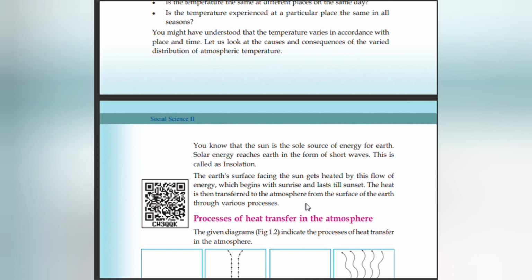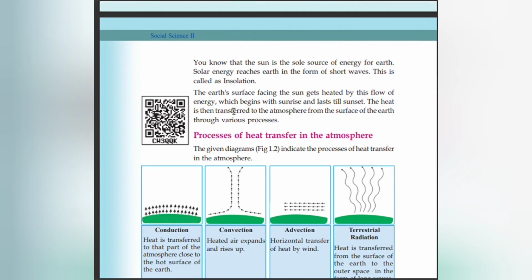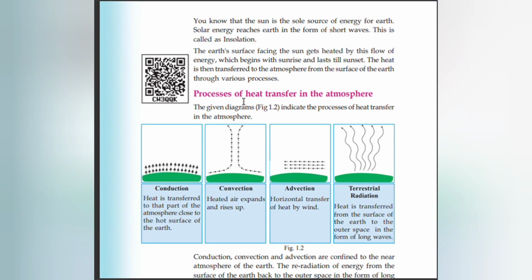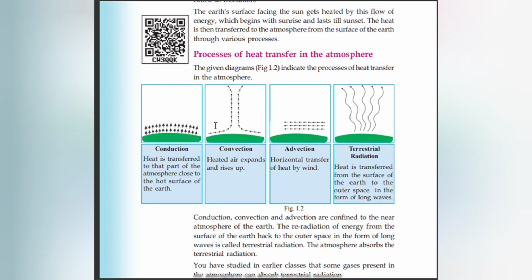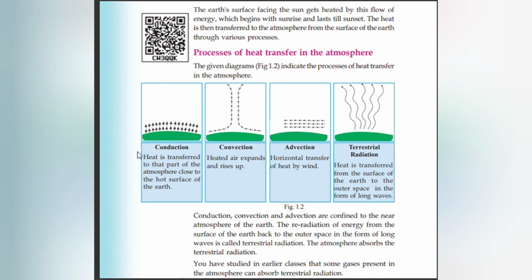The Earth's surface facing the Sun gets heated by this flow of energy, which begins with sunrise and lasts till sunset. The heat is then transferred to the atmosphere from the surface of the Earth through various processes. Process of heat transfer in the atmosphere. The given diagram shows conduction. Heat is transferred to the part of the atmosphere close to the hot surface of the Earth.